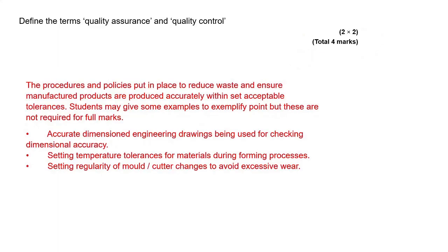Okay, so definition. So procedure and policies put in place to reduce waste and ensure manufacturing products are produced accurately with acceptable tolerances. So you can give examples to make your point a lot more worthwhile. So accurate dimensions to make sure things are done correctly, setting temperature tolerances while doing forming, checking molds, checking cutters to check that they are sharp enough for the job that they want to do, check that you've got the right drill bit to make the hole that you want, anything like that.